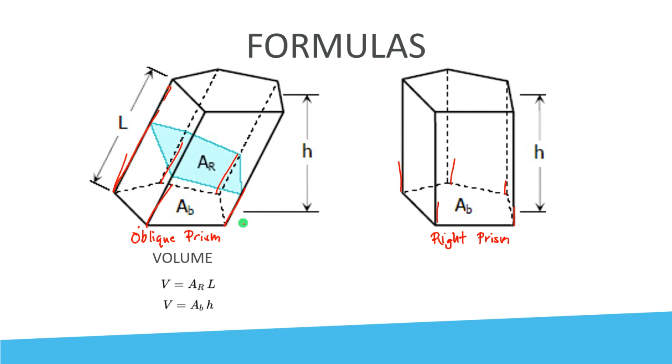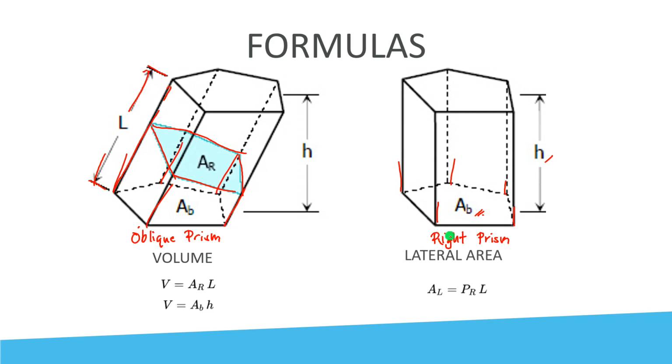In order for us to compute the volume of an oblique prism, we need the perpendicular cross-sectional area with respect to the lateral faces of the prism, then multiply it by the length of the lateral side. For a right prism, just multiply the area of the base by the perpendicular distance, or height or altitude of that prism, which is h.